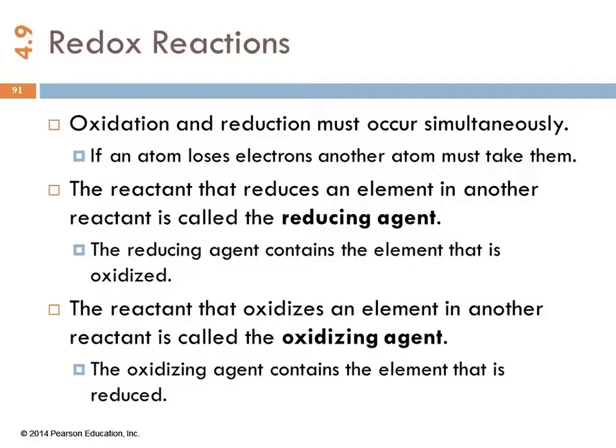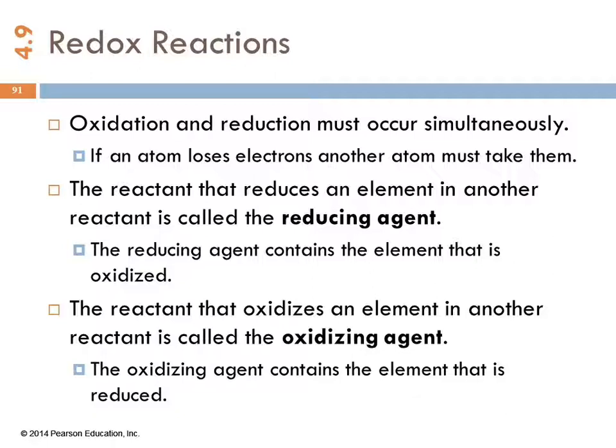So the oxidation and reduction must occur simultaneously, because if one atom loses electrons, another has to gain them, even if it's a partial transfer, not a complete transfer. So the reactant that reduces an element is called the reducing agent. And this is very confusing, because the reducing agent becomes oxidized.